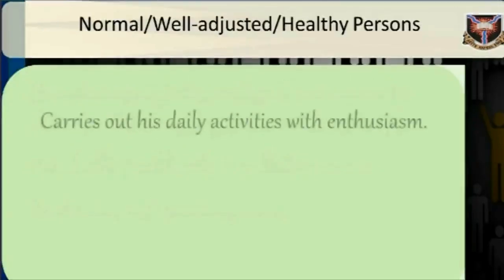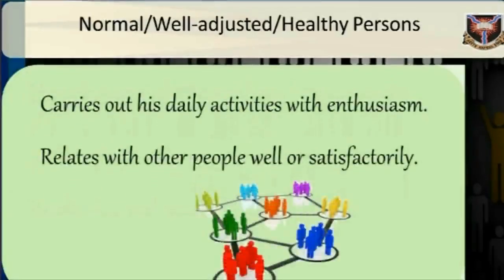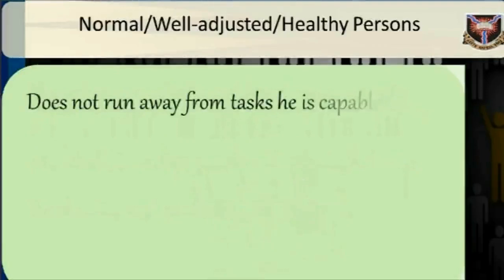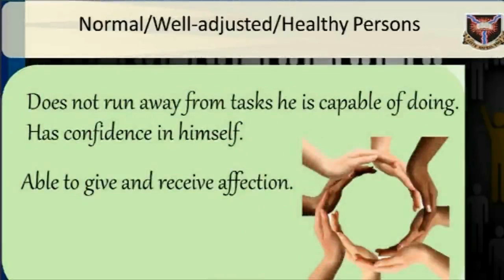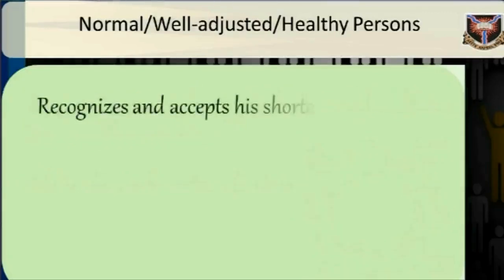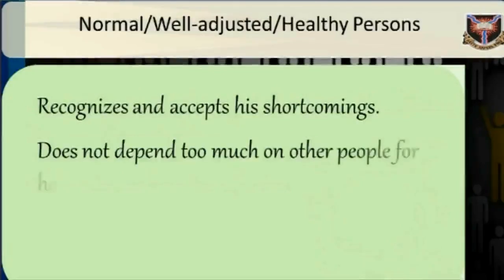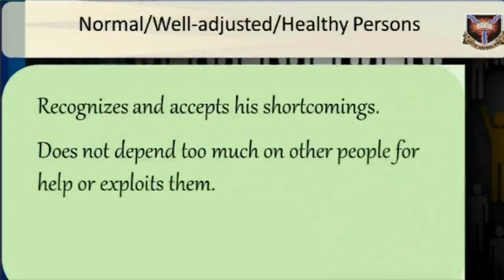4. He carries out his daily activities with enthusiasm. 5. He relates with other people well and satisfactorily. 6. He does not run away from tasks he is capable of doing. 7. He has confidence in himself. 8. He is able to give and receive affection. 9. He recognizes and accepts his shortcomings. And 10. He does not depend too much on other people for help or exploit them.